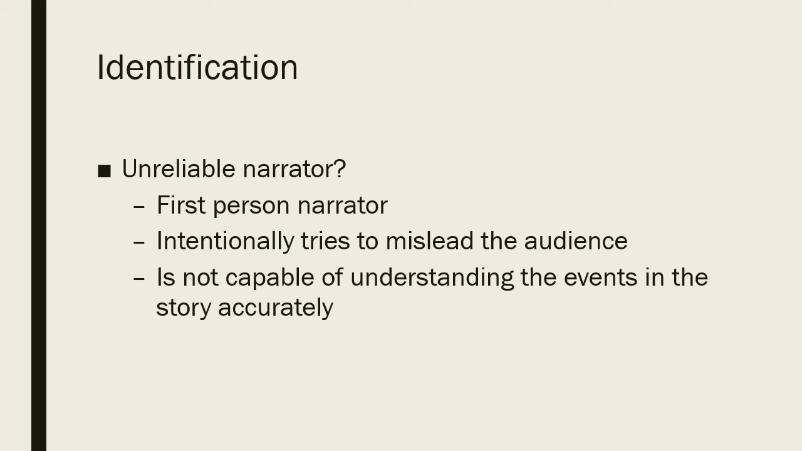Now, Iser points out that sometimes this can be really fascinating when the narrator is an unreliable narrator. As a review, an unreliable narrator is a first-person narrator that intentionally tries to mislead the audience, or is not capable of understanding the events in the story accurately. When a person reads a well-written, unreliable narrator, and when the reader becomes entangled and identifies with the unreliable narrator, we, the readers, are actually the ones who are unreliable. We are the ones who are intentionally trying to mislead ourselves. Or we are the ones who are completely misunderstanding the events of the story. And this is a really fascinating idea to pause and think about.